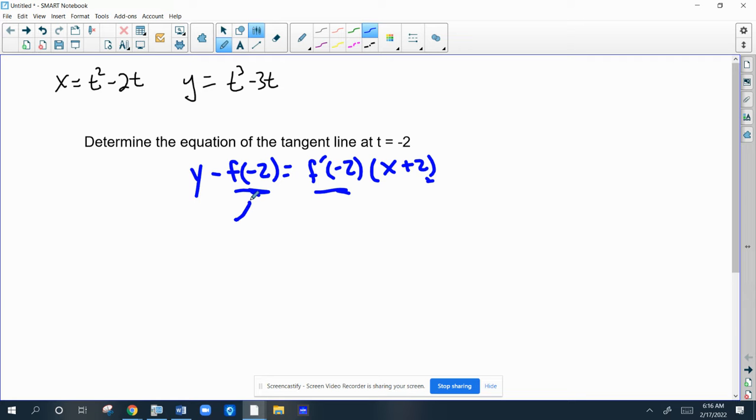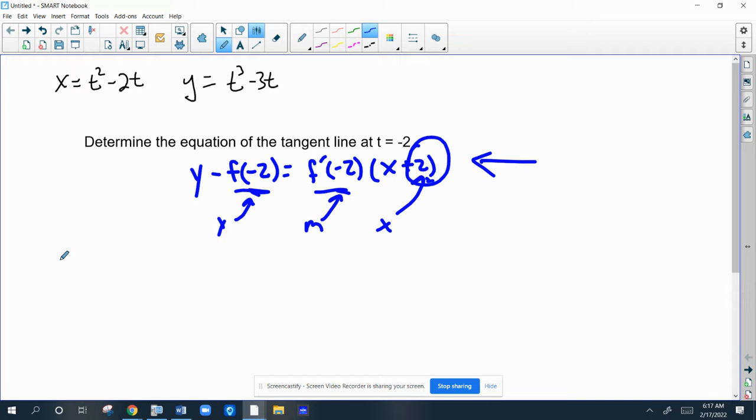We're looking for the y value when t equals -2. We're looking for the x value when t equals -2. And we're looking for the slope when t equals -2. So this is just how you can look at it based off the normal tangent lines we usually do. So x value, y value, slope. And then we just calculate those. So x and y are easy because they're given.